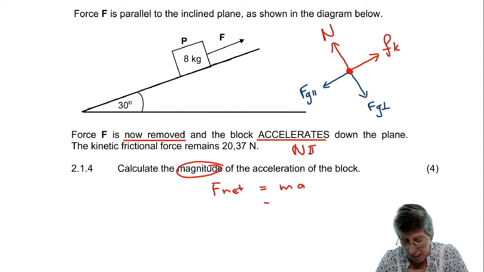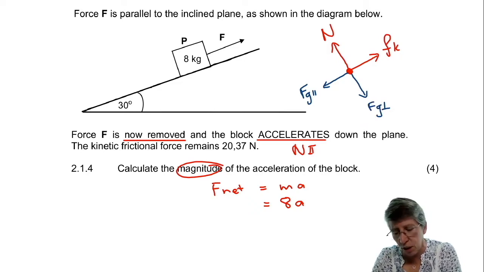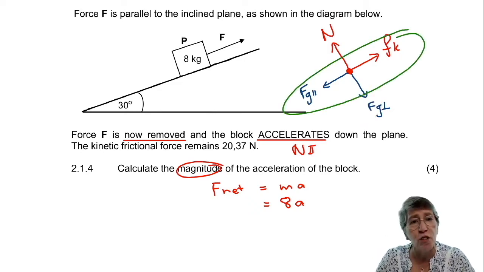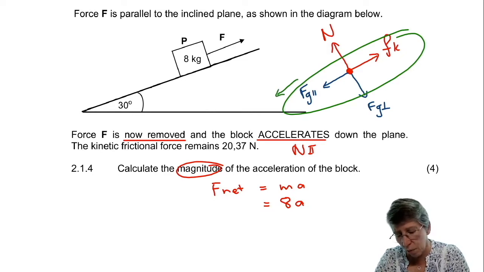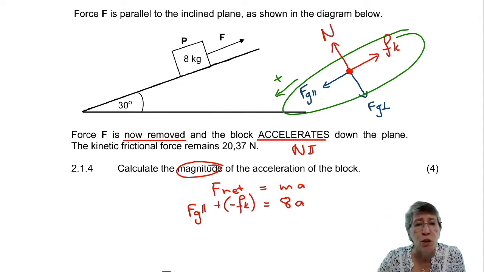Now m in this instance is 8, and the acceleration is the purpose of my calculation. Now let's talk about F net. In this one, the perpendicular forces are once again going to cancel out, and I'm going to look at the forces in the direction of movement. Since that object is moving down, that is now going to be my positive direction. So here I'm going to say F gravity parallel, which is in the positive direction, plus the friction that is in the negative direction will now be equal to m times a.